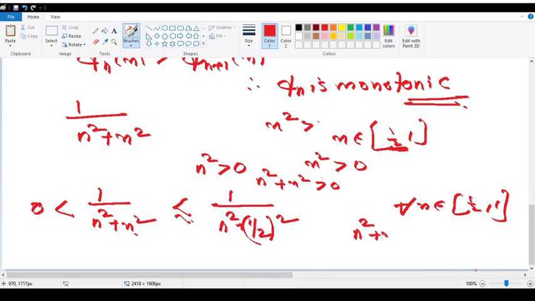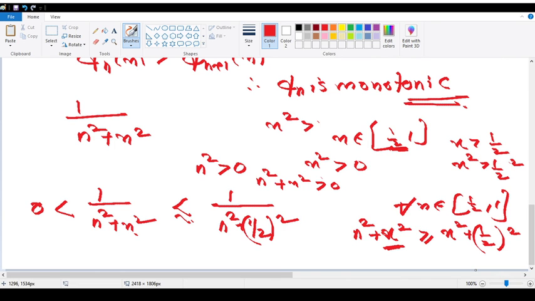n square plus x square is greater than or equal to n square plus half square, isn't it? This x will be greater than half, so x square is greater than half square. So n square plus x square is greater than or equal to n square plus half square. So its reciprocal 1 by n square plus x square is less than or equal to 1 by n square plus half square. Isn't it? Clear?